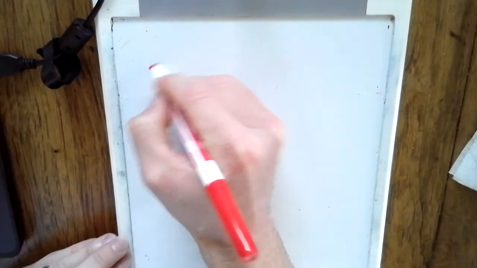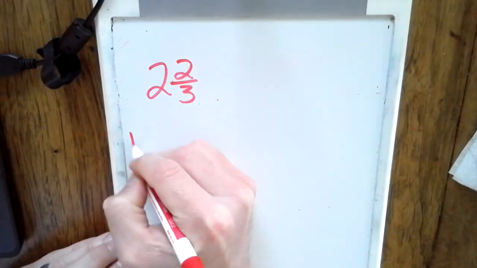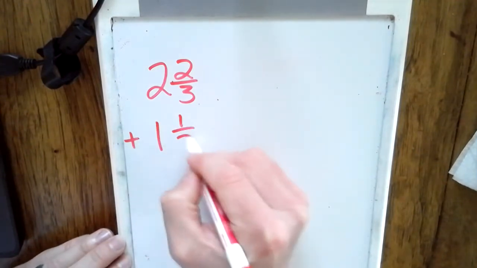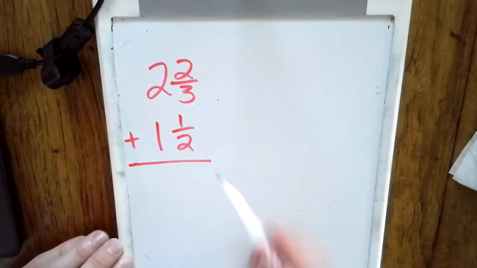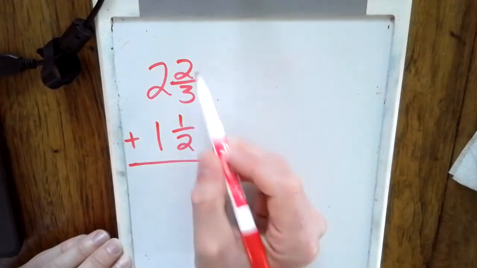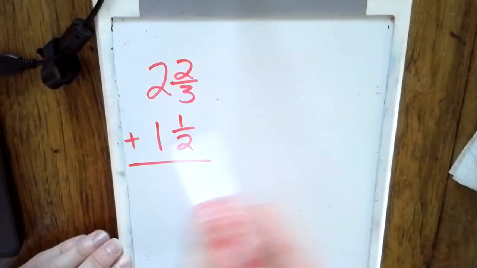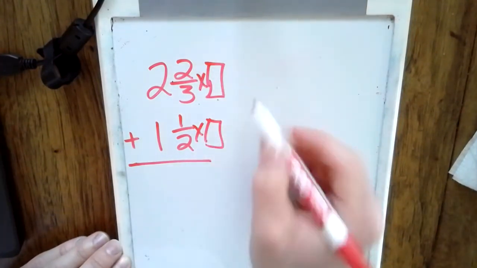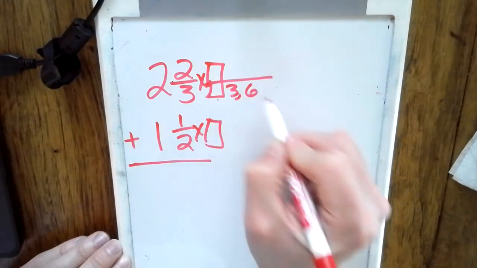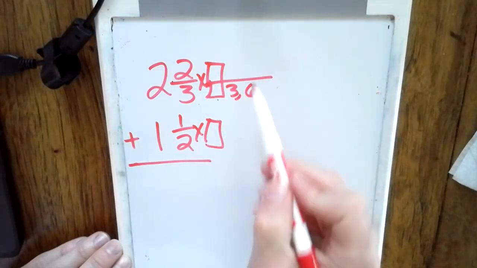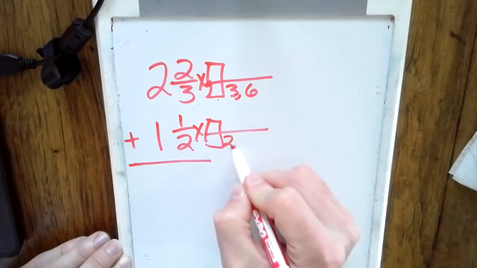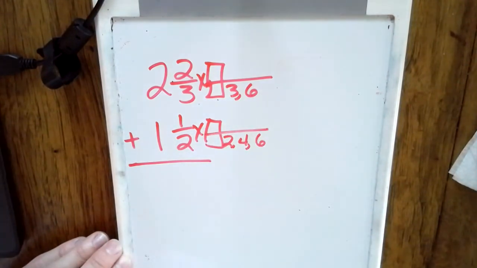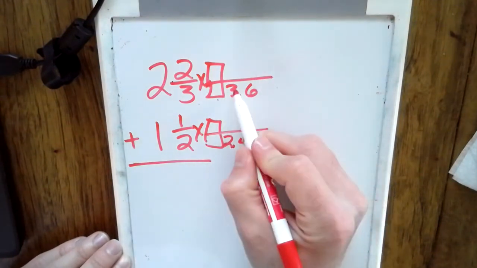The next problem from the lesson I noticed people had some trouble with was 2 2/3 plus 1 1/2. Again, we have different denominators. We can't just add them up. We have to get a common denominator when we add or subtract fractions. So my multiples of 3: 3, 6. I'm pausing right here because I know I'm going to land on 6 with a multiple of 2: 2, 4, 6.